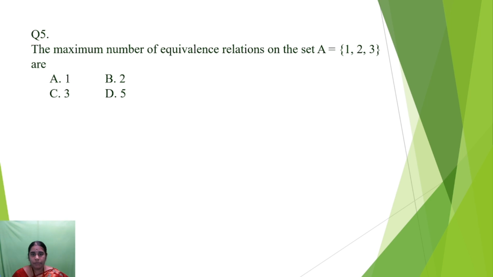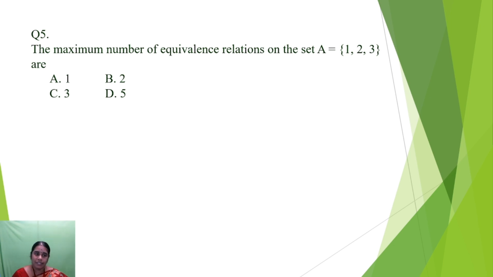The maximum number of equivalence relations on the set A is equal to {1, 2, 3} is dash. What is the maximum number of equivalence relations we can find on the set? If our set is A is equal to {1, 2, 3}, then we have to calculate the equivalence relations and find the maximum number of equivalence relations.